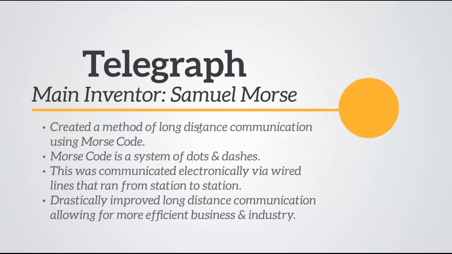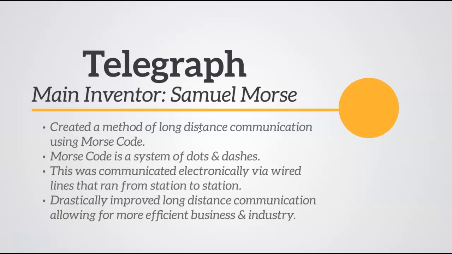Couple more. One, the telegraph. Samuel Morse, the main inventor. This has nothing to do with textiles directly. It has everything to do with communication, which can help industry and business too. It would use something called Morse code, which is a system of dots and dashes. And this would be communicated electronically.